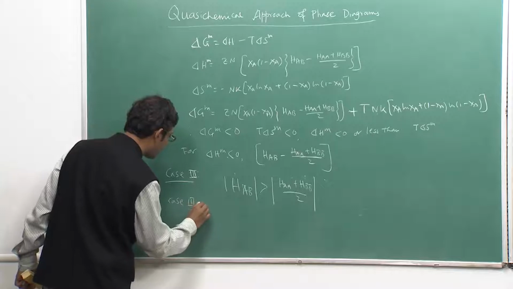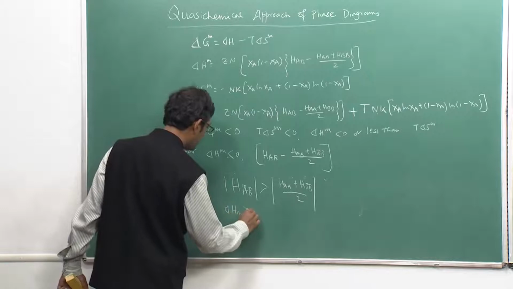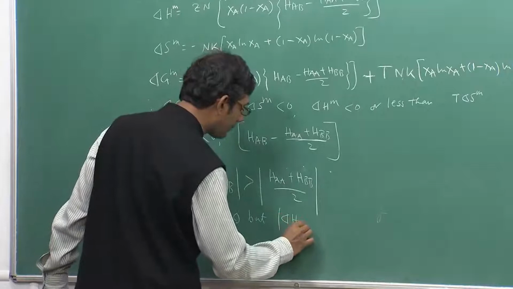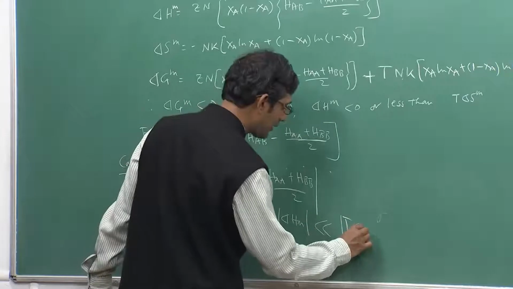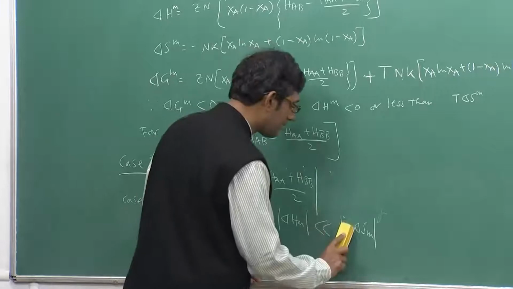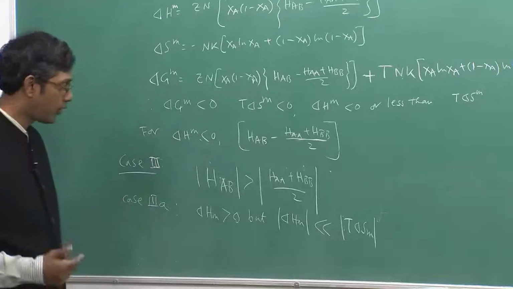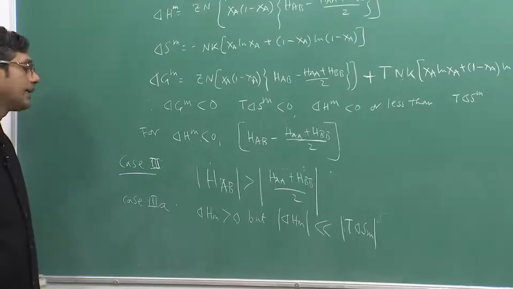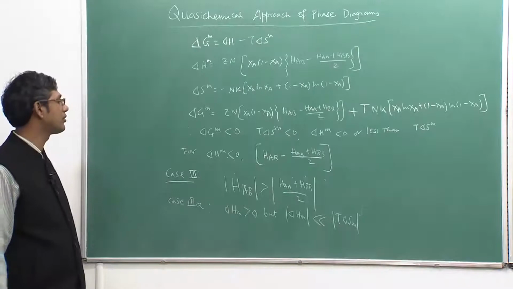Case 3a is the one in which delta Hm is positive, but the contribution of delta Hm is much lower than T delta Sm, correct. So that means the T delta Sm term will be much higher than the delta Hm term, and this will play the main role. In that case again delta Gm will be negative, so therefore solid solutions or liquid solutions will form.